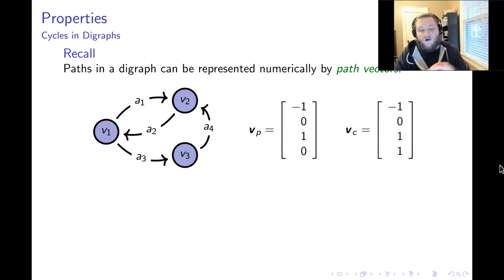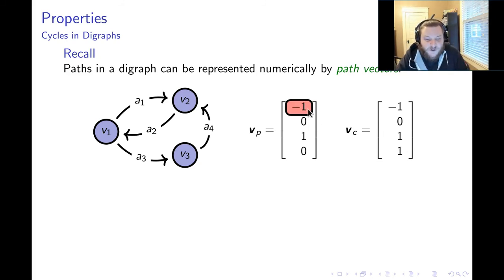What else are null spaces useful for? Remember when we discussed directed graphs, we said that paths in a directed graph can be represented numerically by path vectors. So here I have an example of a directed graph on 3 nodes and 4 arrows, and I've written down 2 path vectors that describe different paths in this directed graph. Let's look at this first path vector here.